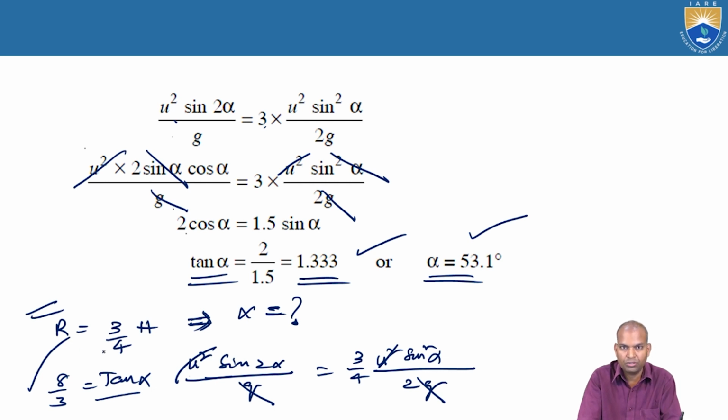The range formula is u square sine 2 alpha by g, and this is u square sine square alpha by 2g, the maximum height. Now we calculated here the obtained value for the angle of projection when the range is equal to 3 times the height. For that case, the angle of projection becomes 53.1 degrees.